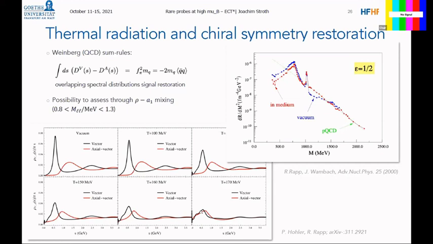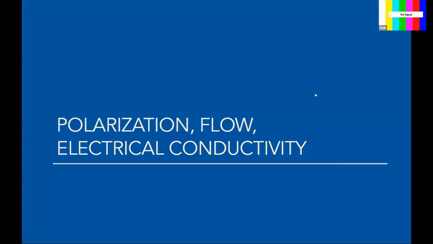Of course, there's no proof. A better measurement would be to investigate the mass region around 1 GeV. Because here, as was also pointed out by Arno, you can see a difference eventually because of this rho-a1 mixing. There was also yesterday a discussion that you can do much more with dileptons.